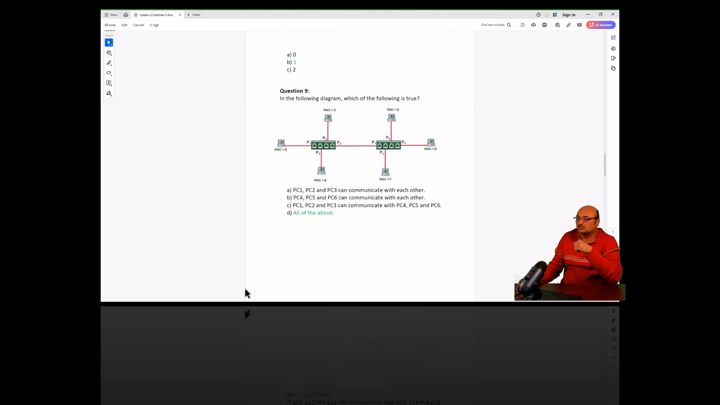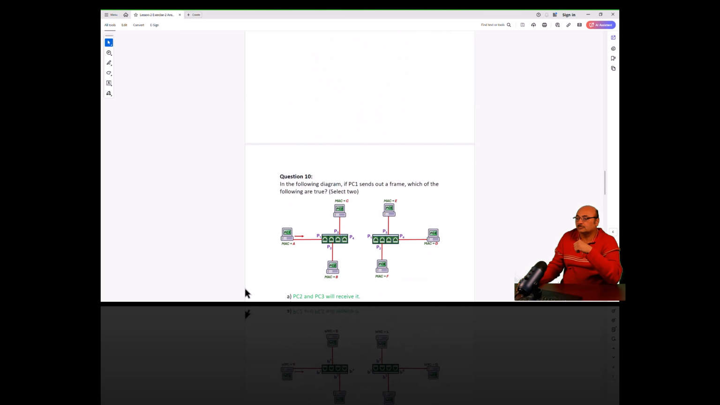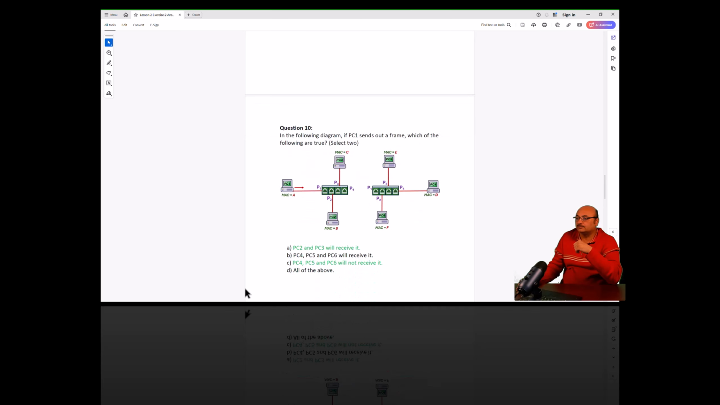Okay. Moving on to the next question. In the following diagram, again, PC1 sends out a frame. Which of the following are true? PC2 and PC3 will receive it.